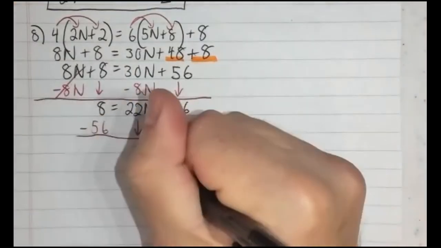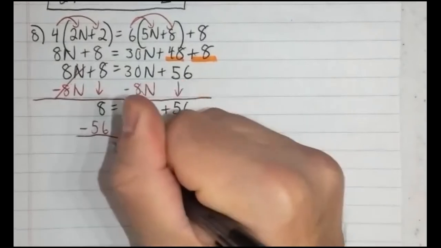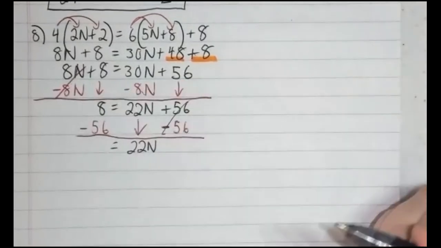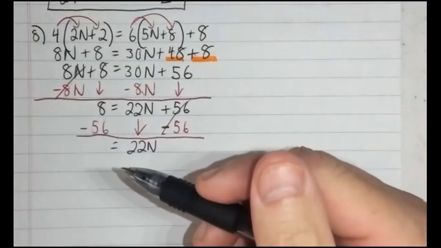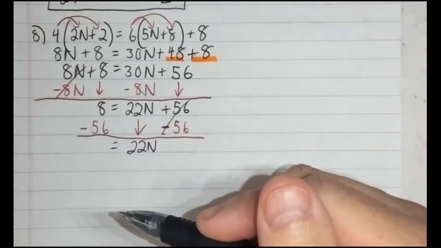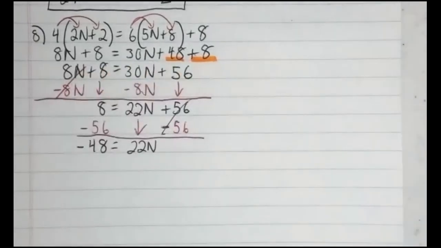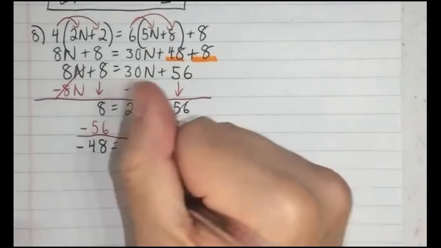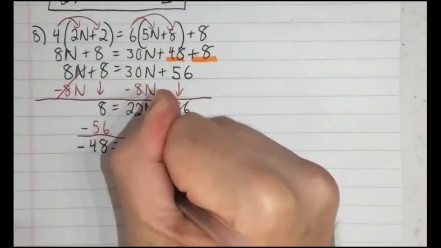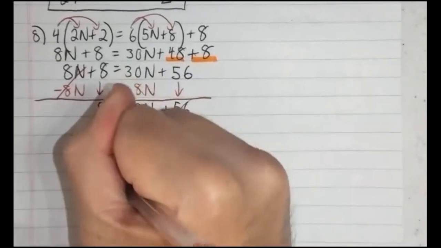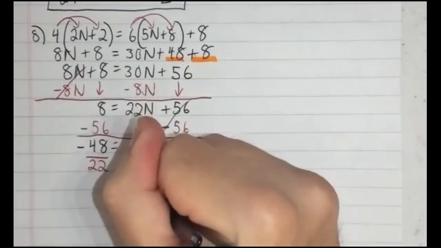Moving down the 22n. 56 is now canceled each other out. 8 take away 56 would leave me with a negative 48. Now I'm going to eliminate that 22. It's being multiplied by the n. I'm going to divide 22 to the n.